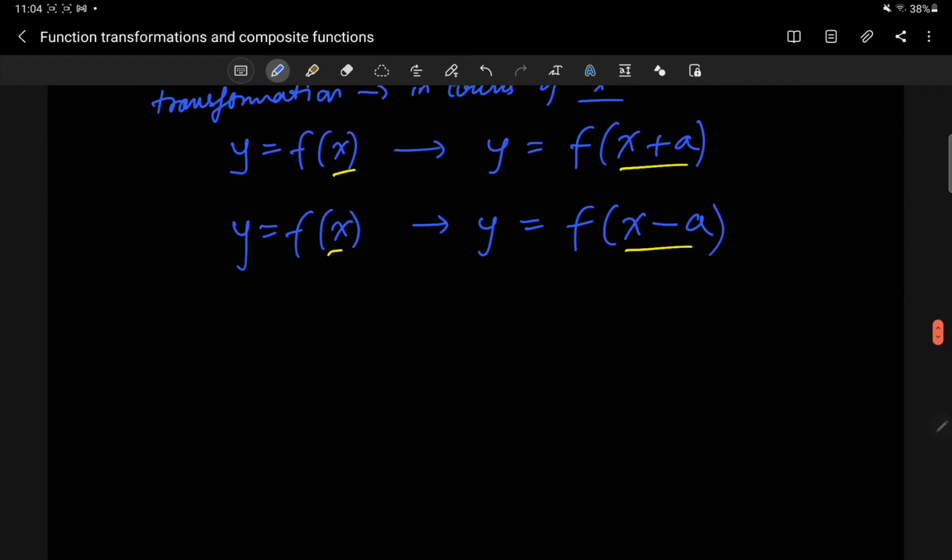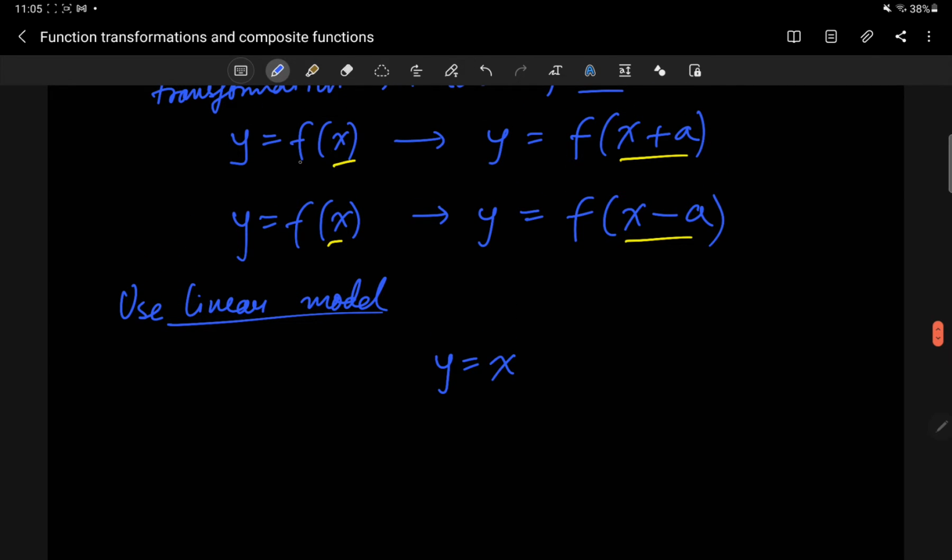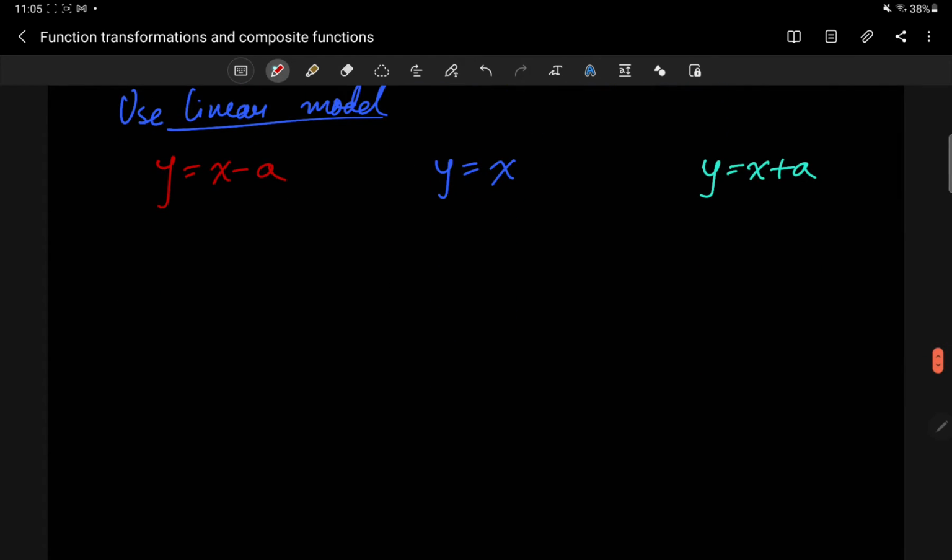What happens? Now the best way to look at it is to use the linear model, because whatever happens in this linear model, it should be the same for any other function. So let's make this function y equals x. That's my f of x. If I change x to x plus a, that's going to be x plus a. And if I subtract, that's going to be x minus a. So let's plot all three of them.